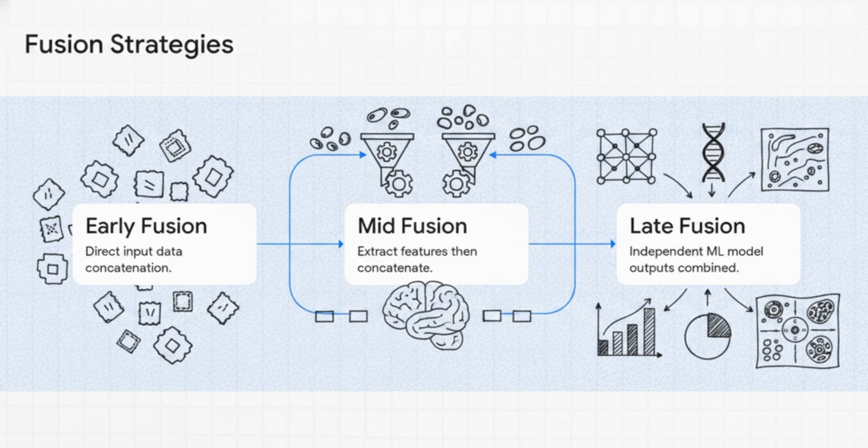Intermediate fusion is a bit more nuanced. The model extracts key features from each separate modality first, and then concatenates those refined features in a shared latent space, which is essentially a shared mathematical language for the AI. Finally, late fusion lets independent machine learning models process each modality entirely on their own, and only at the very end are their individual predictions combined for a final output. And honestly, the right choice here depends entirely on the specific biological question you're trying to answer.